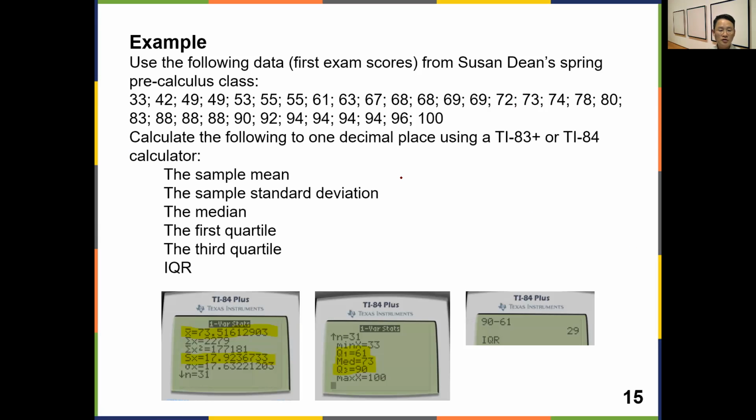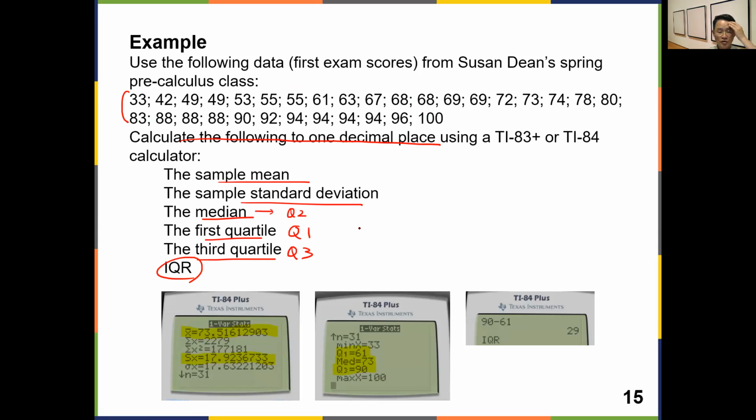So, figuring out the quartiles. This is a pre-calculus class exam result. Calculate the following data: sample mean, sample standard deviation, median. Median is Q2, right? First quartile and third quartile, this is Q1, Q3, and IQR.